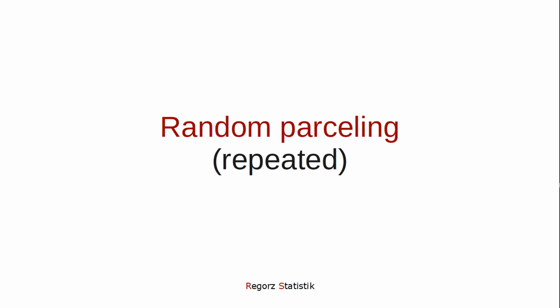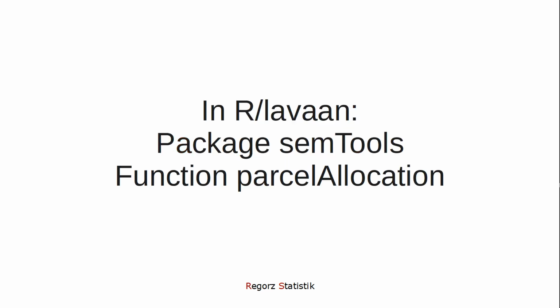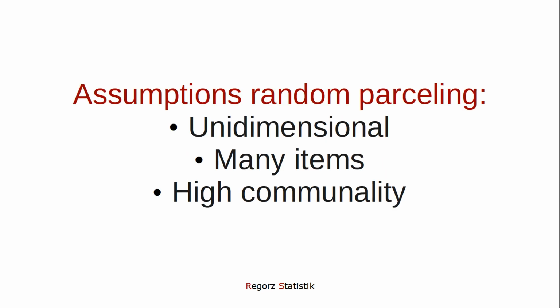There's a second possibility for random parceling, that is repeated random parceling. So you have not one random allocation, but maybe 1,000 random allocations. Then you run your model, your SEM or CFA, for each of those, for instance, 1,000 random parceling schemes. And in the end, you pool the results. If you want to do this in R, there's a function parcelAllocation in the package semTools that allows you to do that without having to program this random allocation yourself. There are assumptions for random parceling. You have to have a true unidimensional scale. You have many items, and those items have high communality.